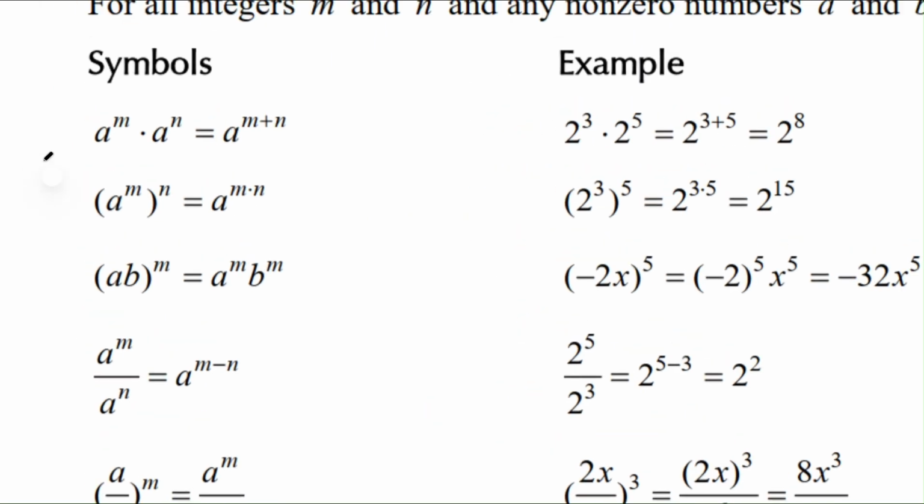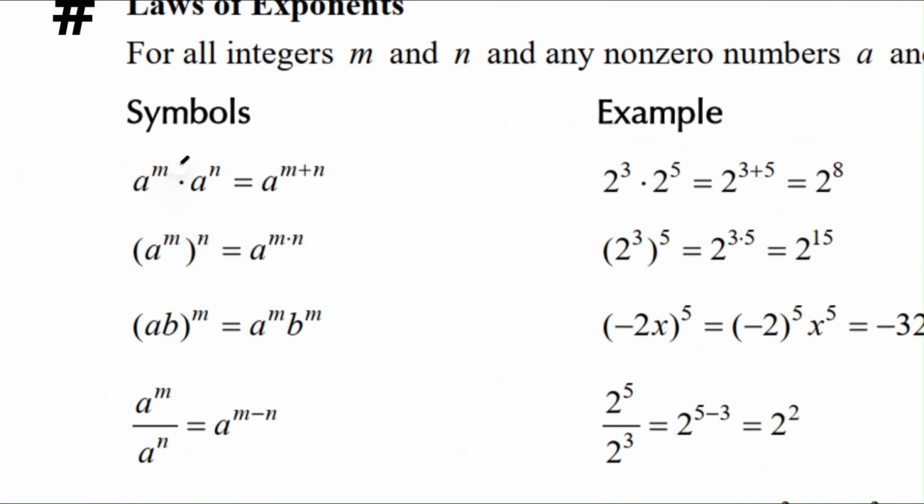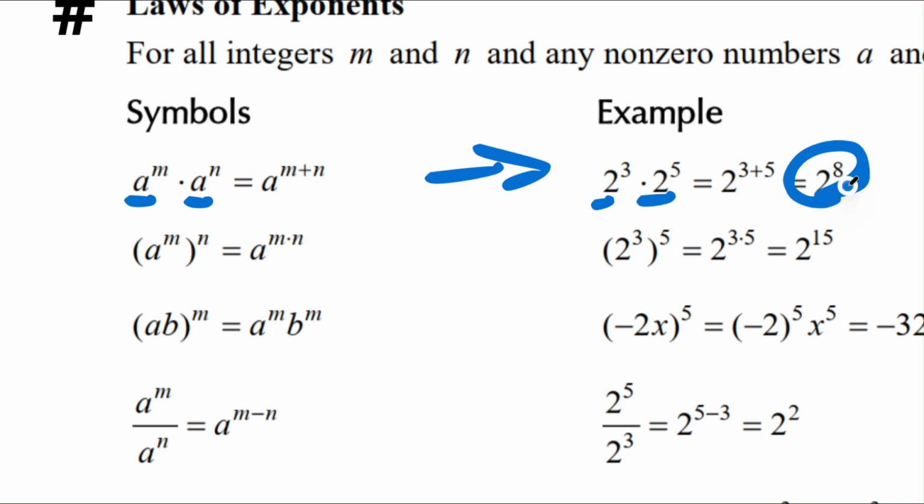Here's the case. We see that a in the power of m multiplied by a in the power of n. If we multiply, pay attention, if our bases are similar, then in that case we have to add them. We have to add the powers, that is, the exponents. Here are the examples. Our base, which is 2, is similar, but these exponents are different. So we just add them up and we'll get the answer 2 in the power of 8.